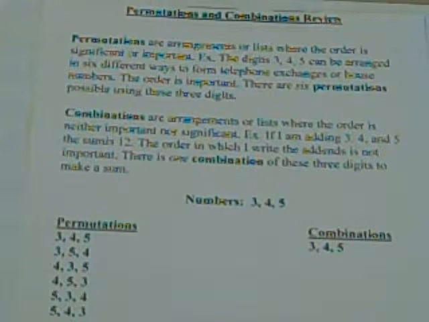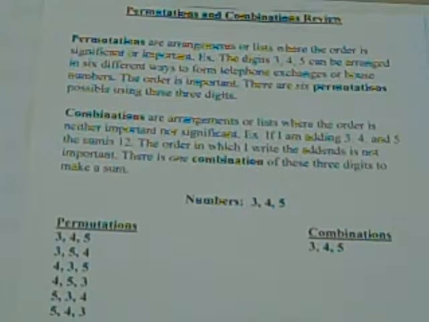Combinations are arrangements or lists where the order is neither important nor significant. So combinations, the order does not matter. Example, if I am adding 3, 4, and 5, the sum is 12. The order in which I write the addends is not important. There is one combination of these 3 digits to make a sum.